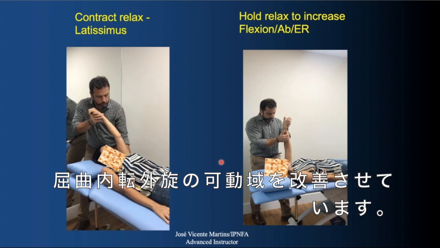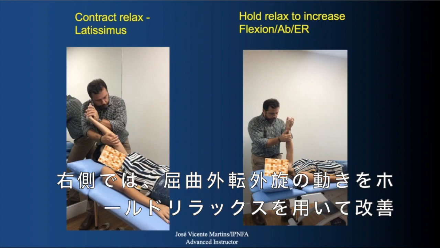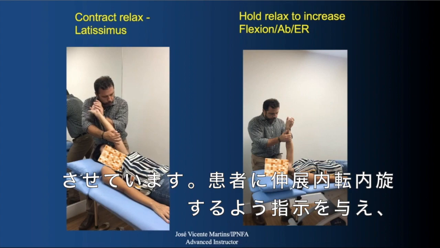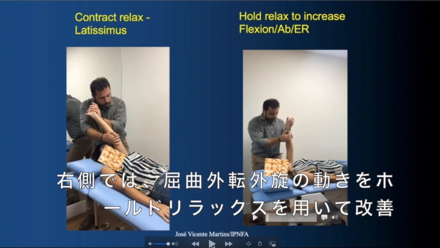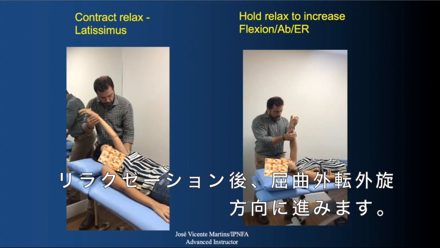abduction, and external rotation. And here we can see hold relax to increase flexion, abduction, and external rotation. I'm asking her to do extension, abduction, internal rotation. And after that she's going to flexion, abduction, external rotation.